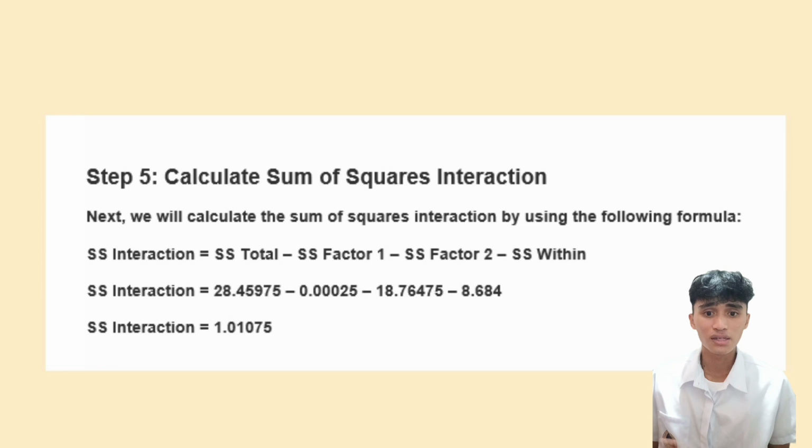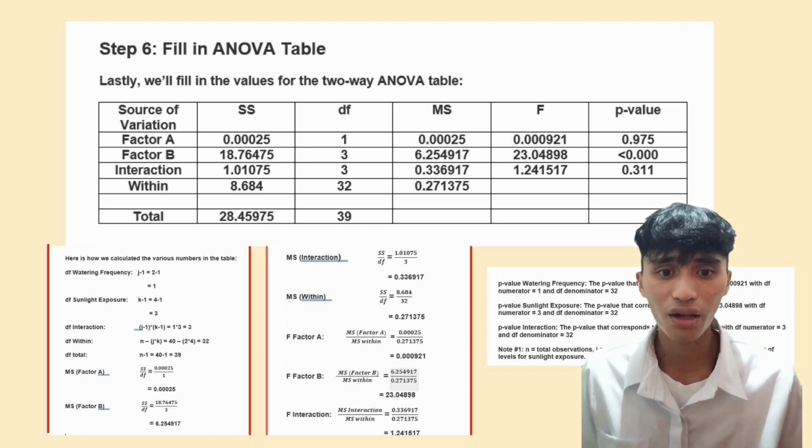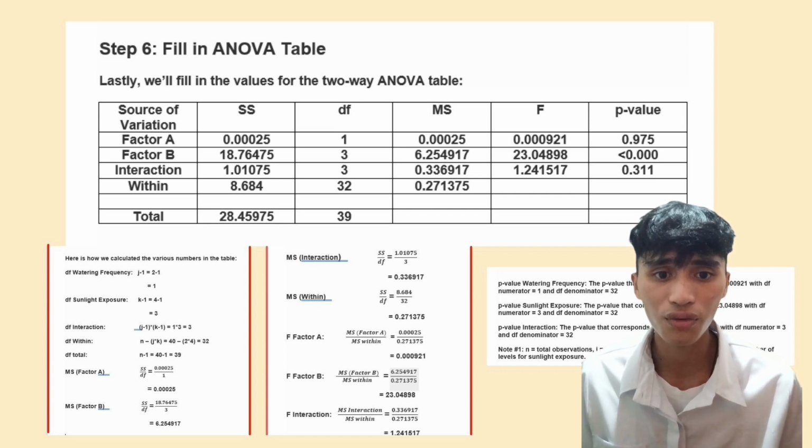So we have sum of square interaction equals 28.45975 minus 0.0025 minus 18.76475 minus 8.684. So the total is sum of square interaction equals 1.01075. Step 6. Fill in ANOVA table. Lastly, we'll fill in the values for the two-way ANOVA table.